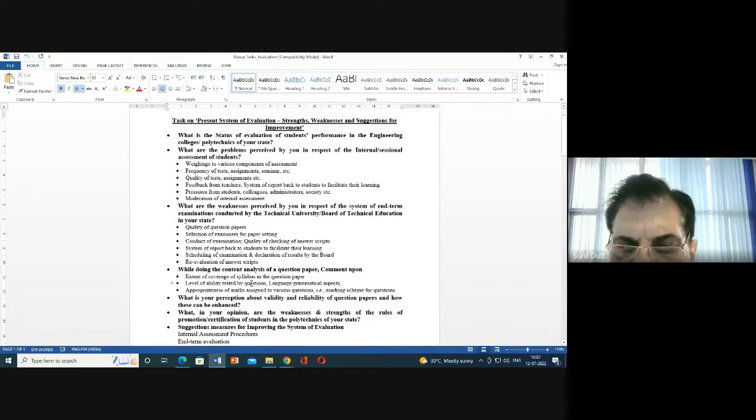And then while doing the content analysis of a question paper, you need to comment upon the extent of coverage of syllabus in the question paper, level of ability tested by questions, language, grammatical aspects, appropriateness of marks assigned to various questions, that is marking scheme for question, and your perception about validity and reliability of question paper and how these can be enhanced, and what in your opinion are the weaknesses and strengths of the rules of promotion or certification of students in the polytechnics or university of your state, and you need to suggest measures for improving the system of evaluation, both the internal assessment procedure and the end term evaluation.